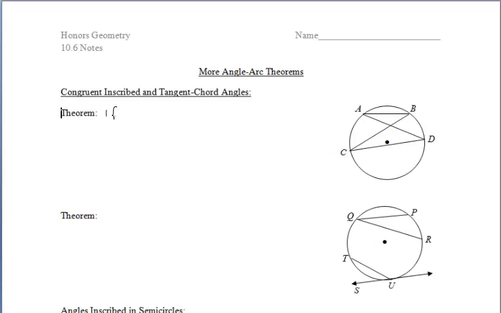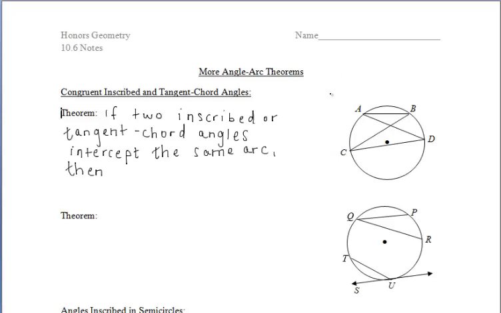Let's take a look at the first theorem. It states that if two inscribed or tangent chord angles intercept the same arc, then, before filling in the rest, I want us to take a look at the diagram and try to figure it out on our own. So let's take a look at this first inscribed angle, BAD. Which arc is it intercepting? It's intercepting arc BD, the yellow one here.